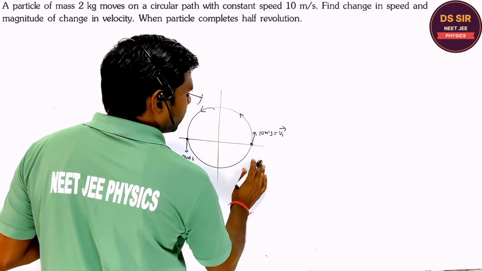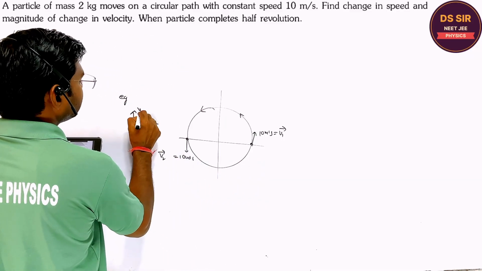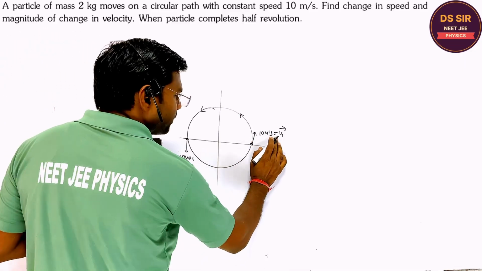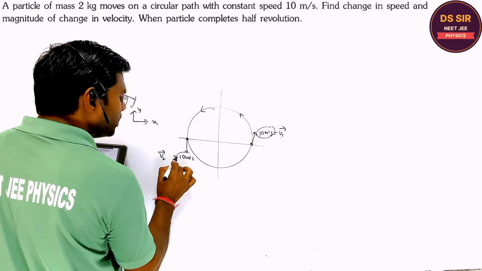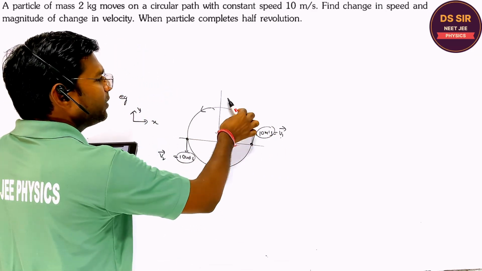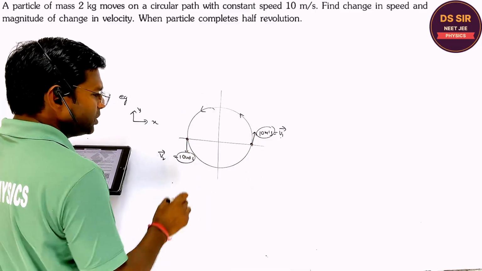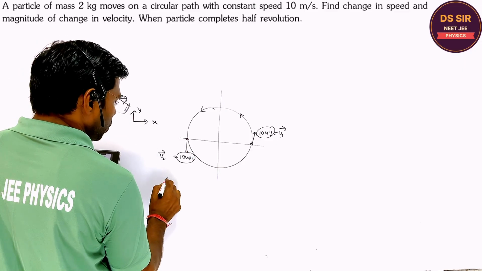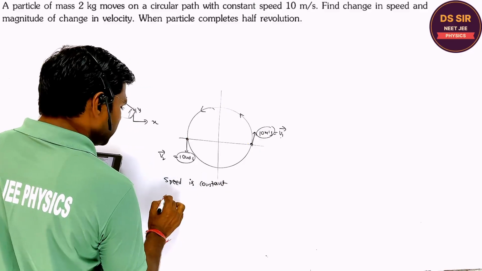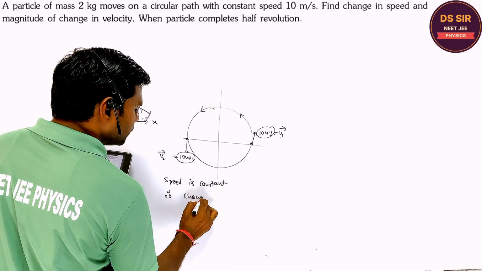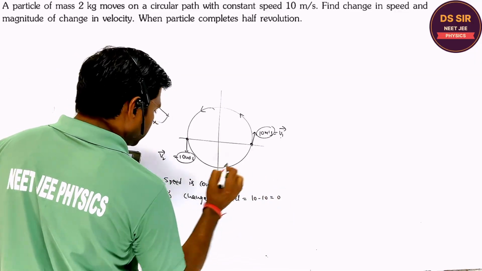If this is the v1 velocity and this is the v2 vector velocity, suppose this is the x-axis, this is the y-axis, fine. The speed is what? Say 10 meter per second. Only when the particle is moving in a circular path, only the direction is changing. So the velocity is changing, but the speed remains constant. So speed is constant. You understand or not? So what is therefore the change in speed? Change in speed is equal to 0. This is the first part.